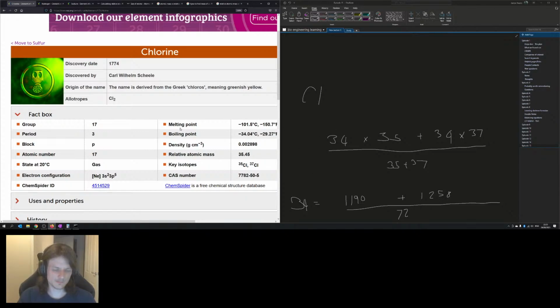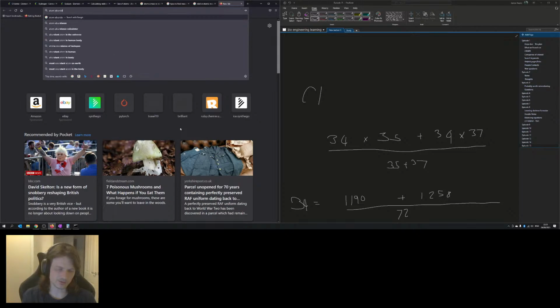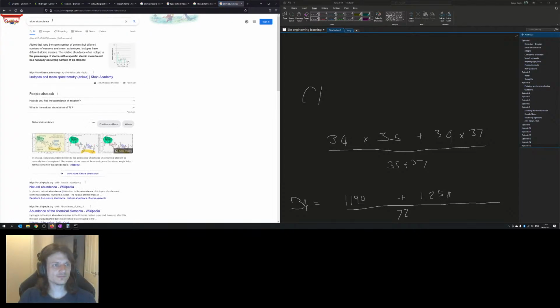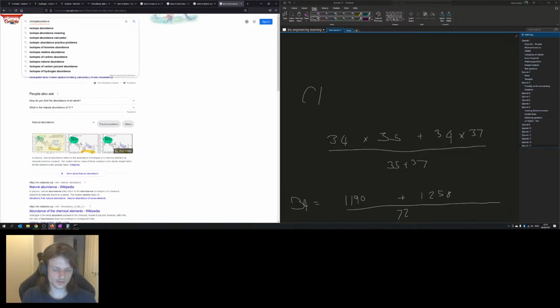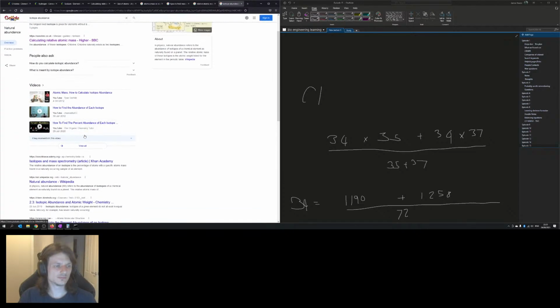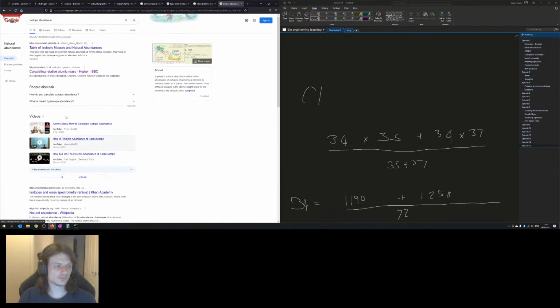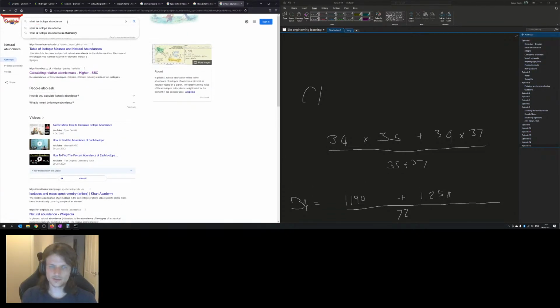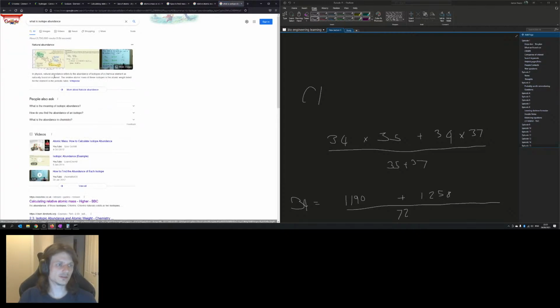Abundance. Isotope abundance. Natural abundance of the stable nuclides. What is isotope abundance? In physics, natural abundance refers to the abundance of isotopes of a chemical element as naturally found on a planet. The relative atomic mass of these isotopes.